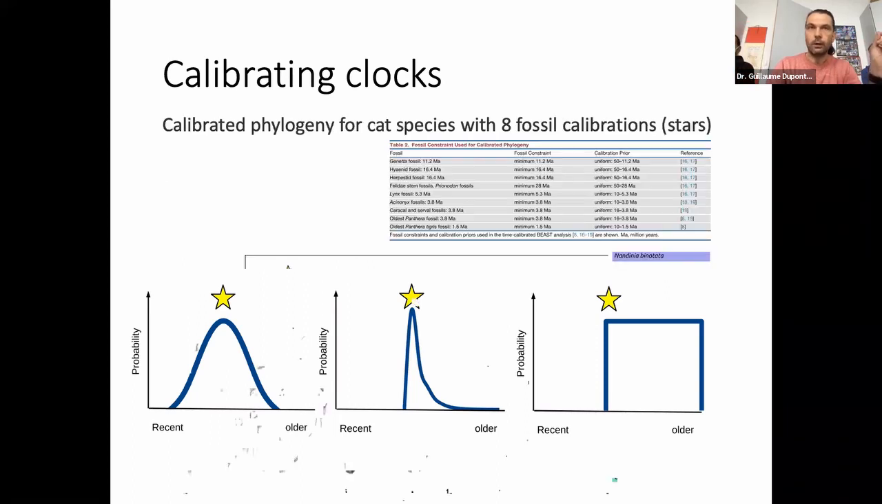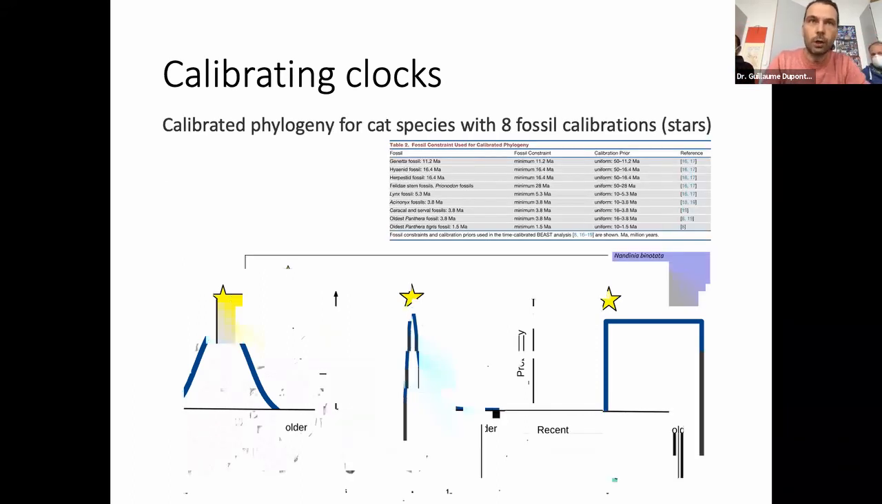And here I show you a calibrated tree. I think we might read this paper, I'm not so sure. And these stars denote the calibration points.